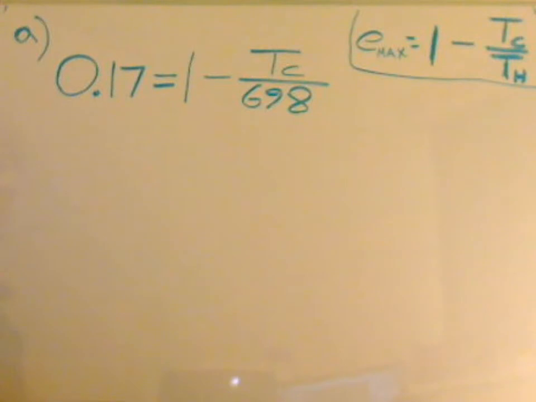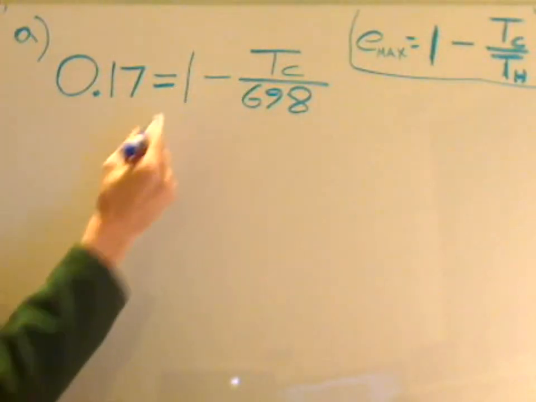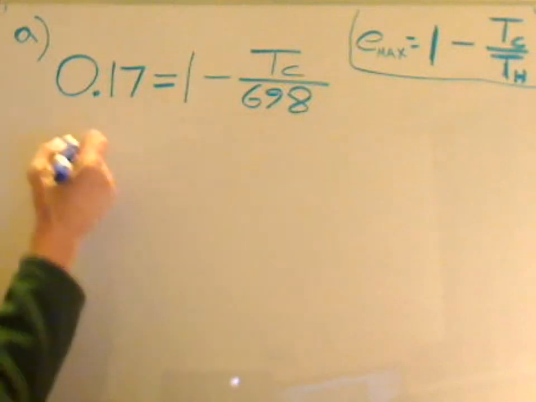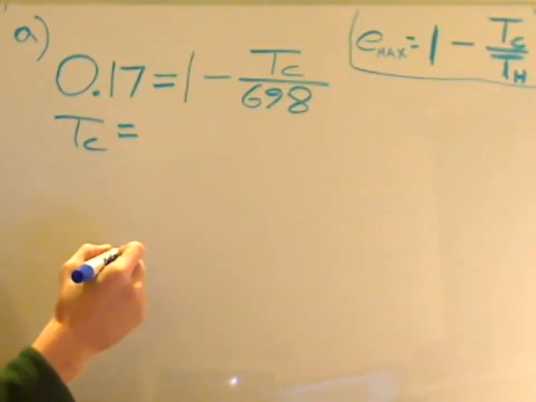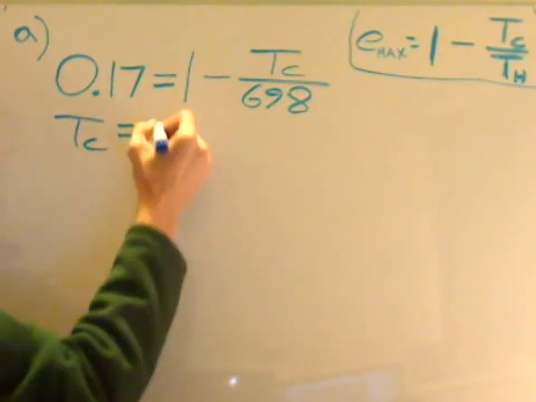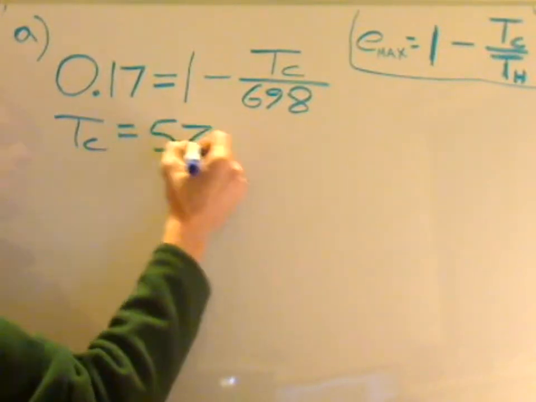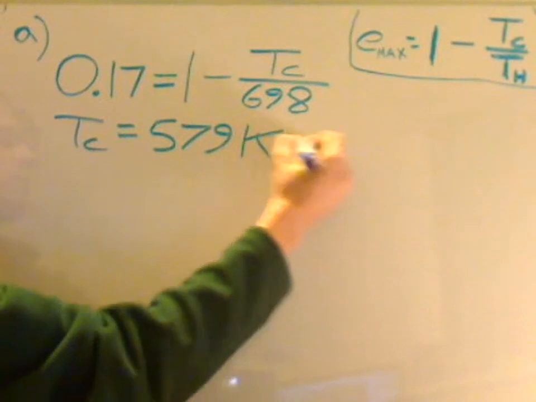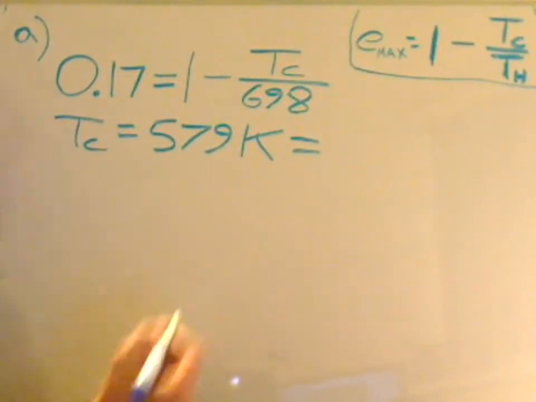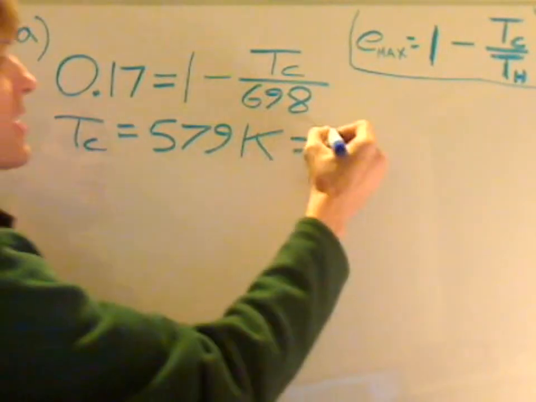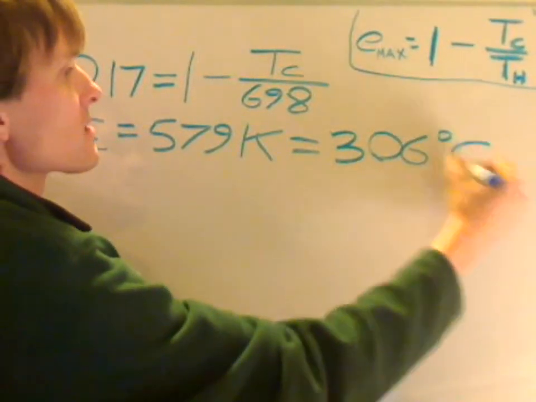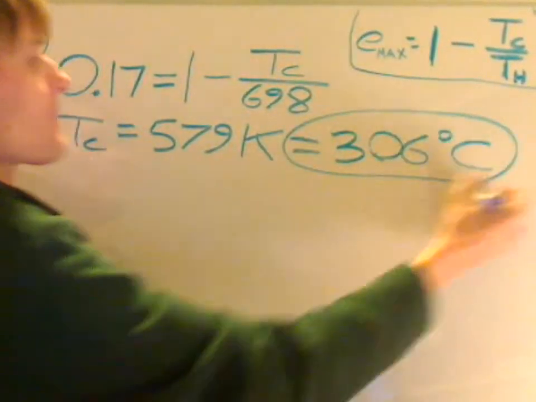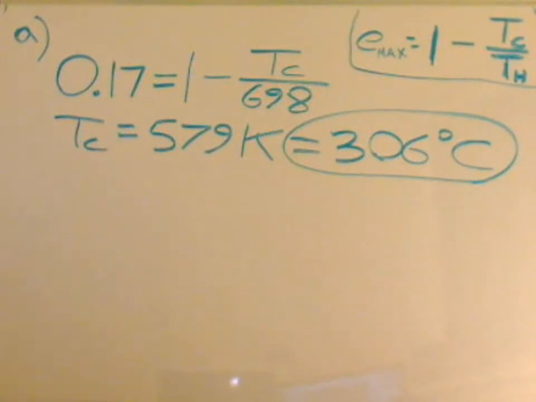Okay, you do a little bit of algebra here, and you just solve this equation for the cold temperature. And when you do that, you get a cold reservoir temperature of 579 Kelvin. Now you subtract 273 from that to get the Celsius temperature, and you get 306 degrees Celsius. Okay.